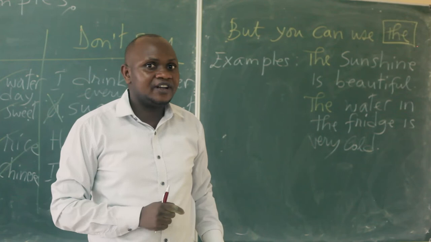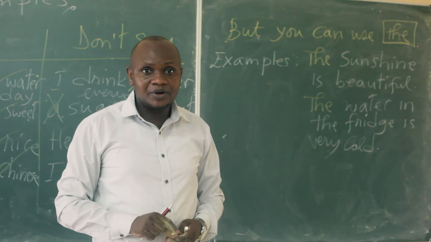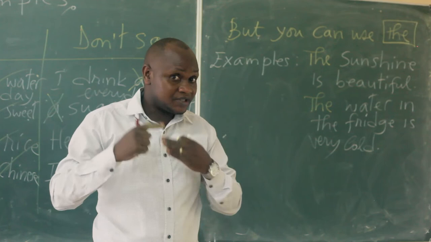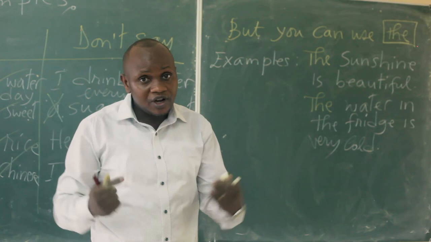Now we are going to see more on uncountable nouns. Tugiye kureba byinshi gukomeza kwigira isomo kuko abantu benshi bakora n'amakosa menshi cyane atandukanye. Ubu rero turi hano kugira ngo dufashanye. Just two heads are better than one, my friends.